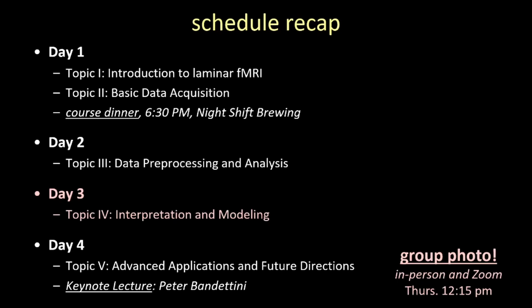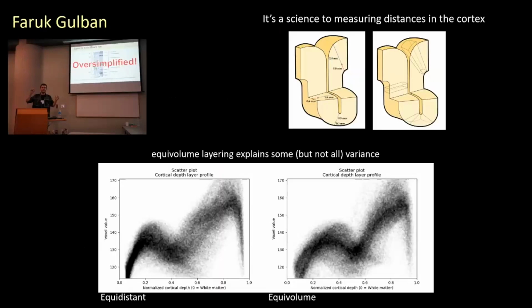So what did we go over yesterday? Interpretation and modeling. We started with Farouk, who gave a great lecture teaching us that it's actually pretty difficult to measure distances in the cortex. We need to be thinking in 3 dimensions. We heard a lot about Bock's equivolume principle, and we saw that this equivolume layering explains a lot of the variance, not all, but it appears to capture these laminar features much more than the simple equidistant layering methods. We can see this quite clearly here.